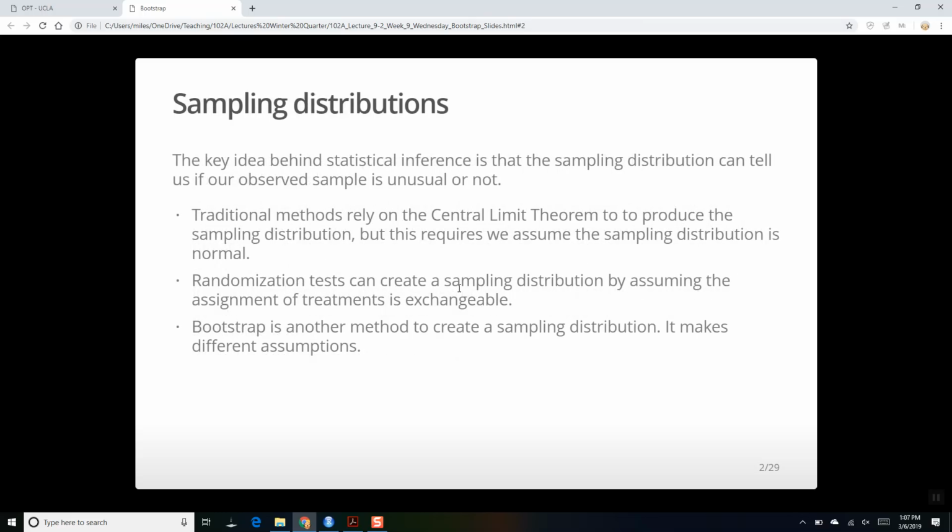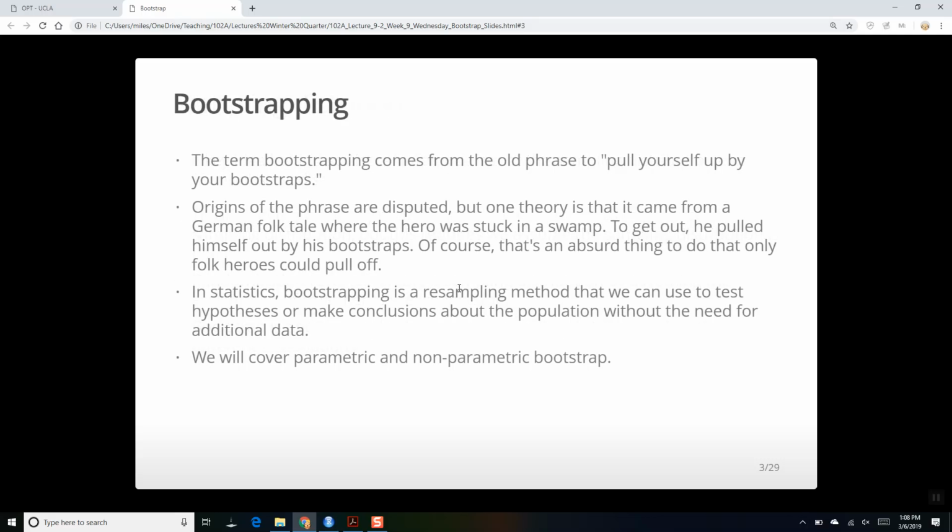But again, the key idea here is we're generating a sampling distribution. The reason we want a sampling distribution is so that we can take a look at our observed sample, compare it to the sampling distribution created under the null hypothesis, and ask: is my sample likely to form under the sampling distribution, or is it very unlikely? I'm hoping that that's okay. So we're talking sampling distributions, and Bootstrap is just another way to make a sampling distribution.